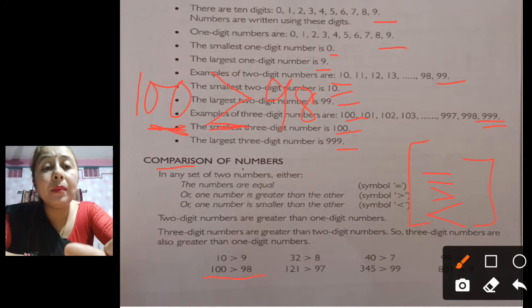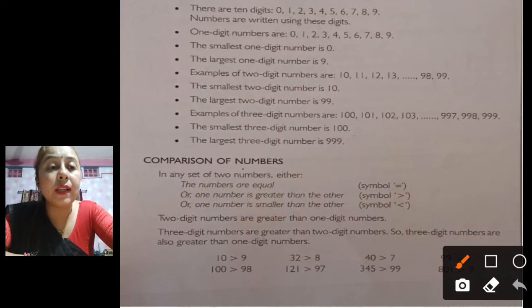Understood? And if the numbers are equal, for example 10 equals 10, this is the equals to sign, which means that both the numbers are equal. Hope these are all clear to you. So let us proceed to the next page.